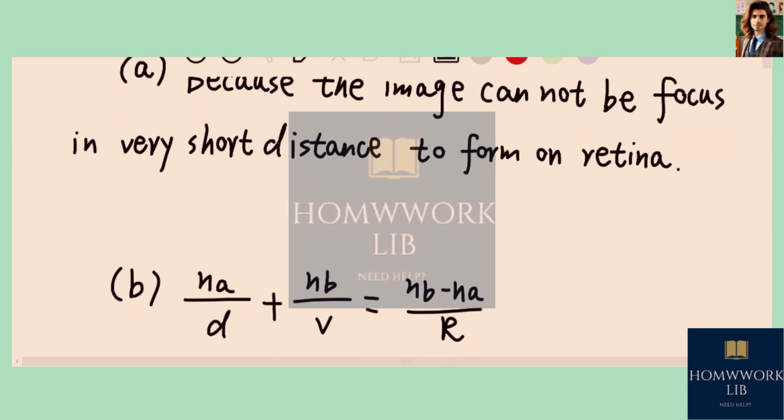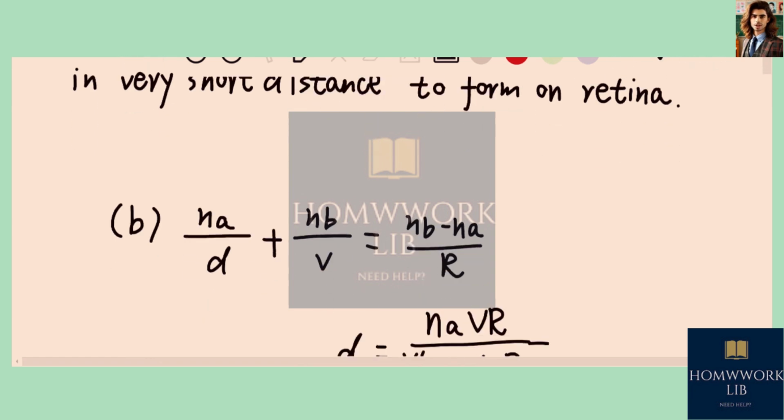And for question B, the relationship of the object and image at the spherical refracting surface is the equation NA over D plus NB over V, which is equal to NB minus NA over R. NA and NB are the refractive indexes of the two media. We know NA should be equal to 1.33 and NB should be equal to 1.40, okay?